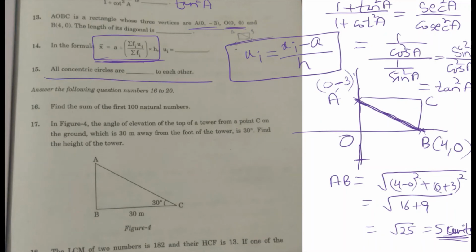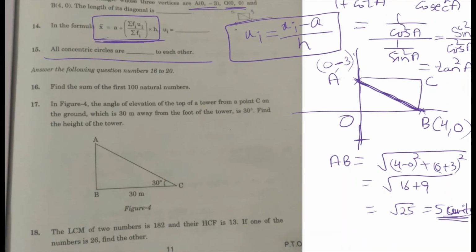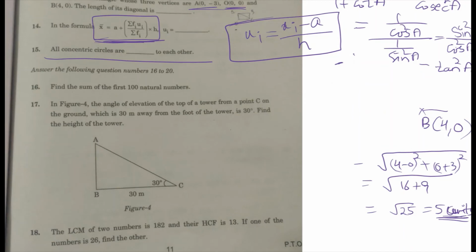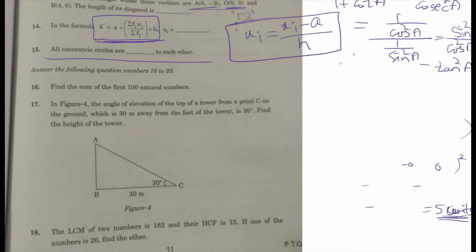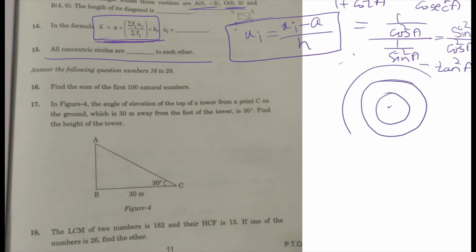15th question. All concentric circles are. So whenever we talk about concentric circles, these are circles having the same center. These are called concentric circles. Whenever you look at any circle, they're always similar. So all concentric circles are always similar to each other.